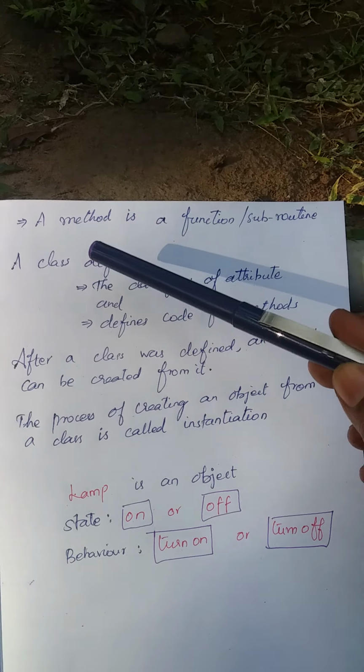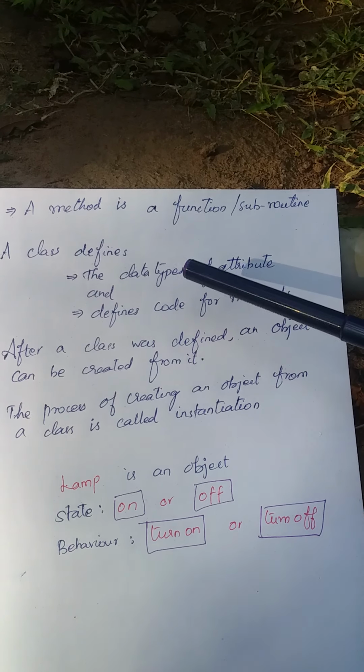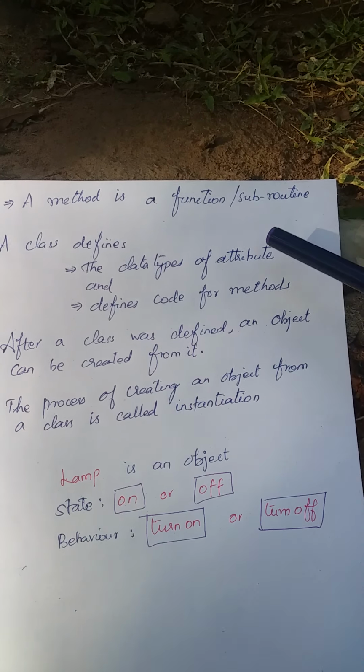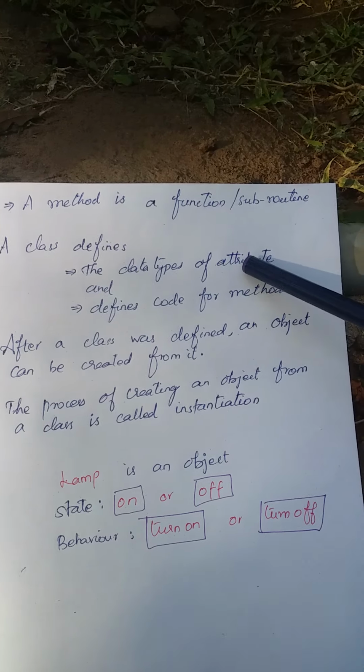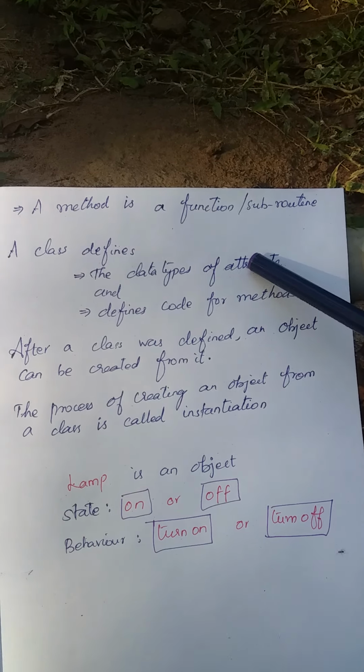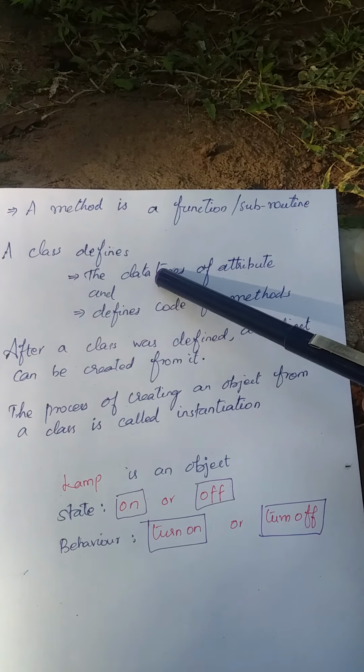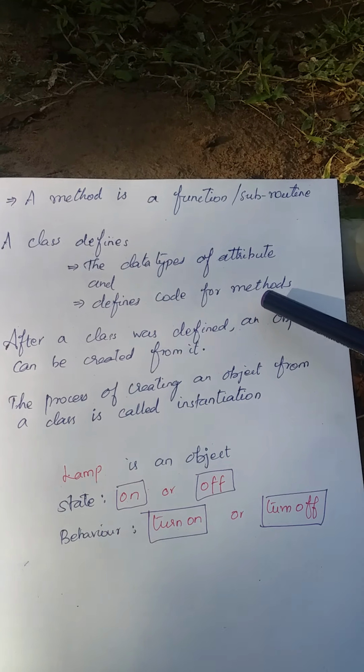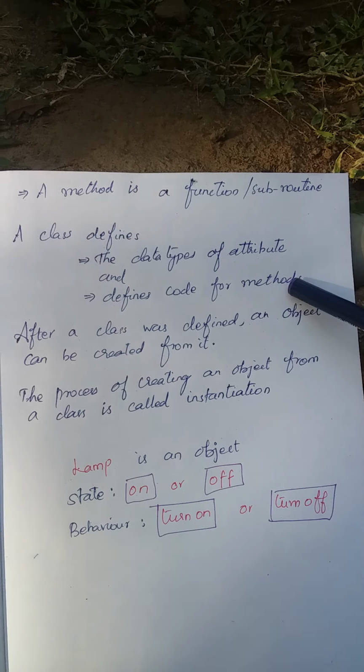And normally a class will define the data types of attributes. An attribute is a data item or a variable or an identifier for a state, to define a state. For that the data type is to be defined, and we have to define the coding for the methods.